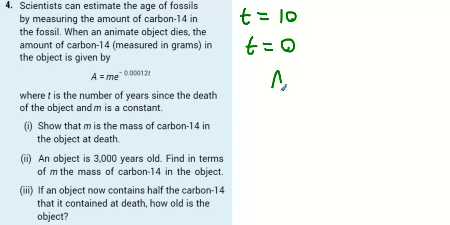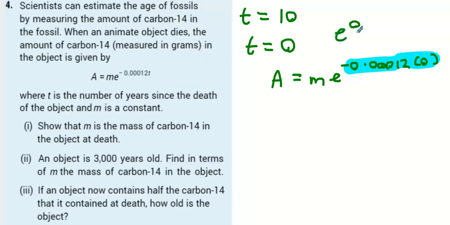So here's what we can say. A equals M e to the power minus 0.00012 t. But t is 0, isn't it? Now, if t is 0, what is this entire number? 0. All right, you're on it. And what's any number to the power of 0? 1. So what's M times 1? M. So would everybody agree that M actually equals A? M and A are the same thing.